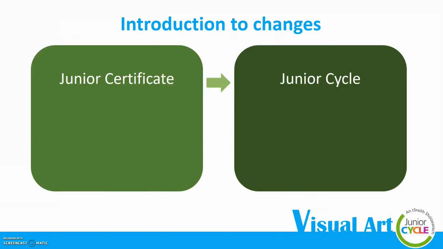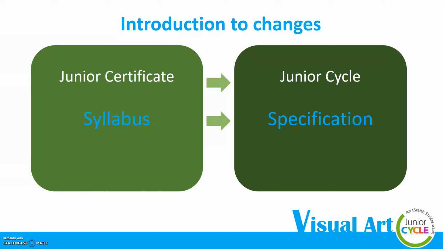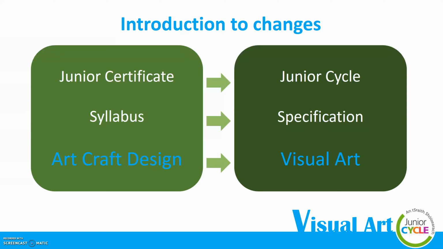Before we look at the specification, here are some terminology changes you may not be familiar with. What was previously called Junior Certificate at lower second level is now referred to as Junior Cycle. Before, we had a syllabus, and now we have a specification. And the title of our subject, Art, Craft and Design, is now known as Visual Art.